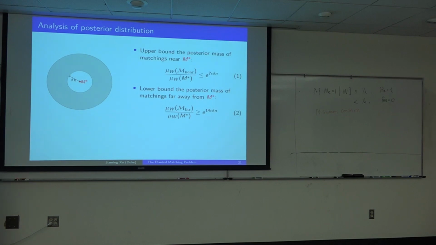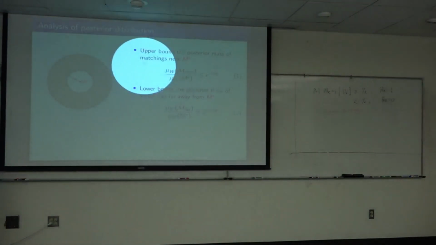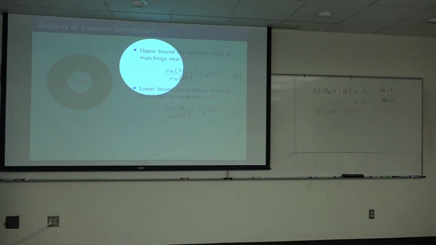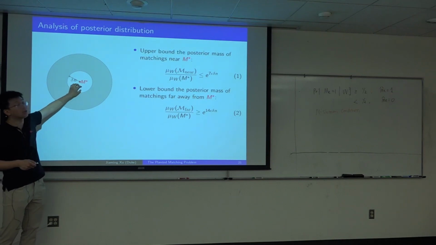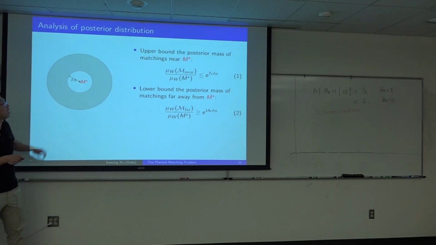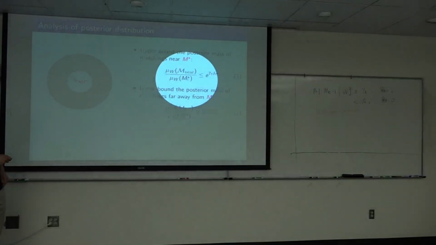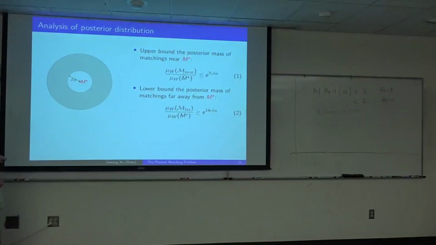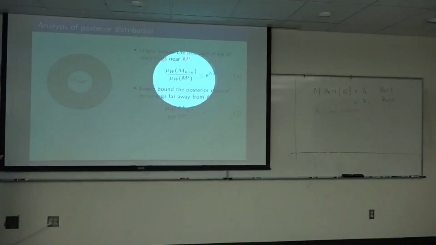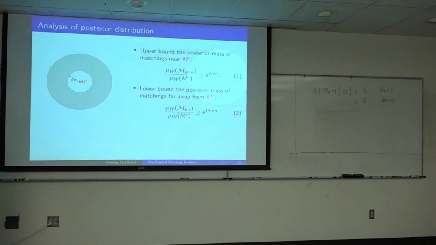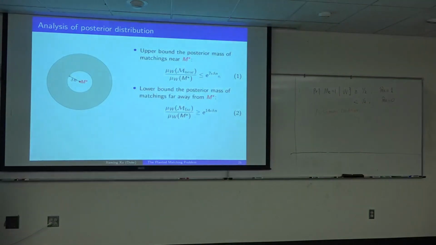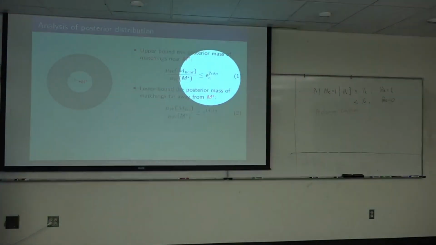Okay, so basically I can try to show two different things. One is that I can try to upper bound the posterior mass of the matchings within this white region. I normalize by the posterior probability of m star, but this normalization is not that important. It's just that now I can look at the ratio. Now if I can show this ratio is upper bounded by exponential some constant times epsilon times delta times n, I mean this 7 is not that important.